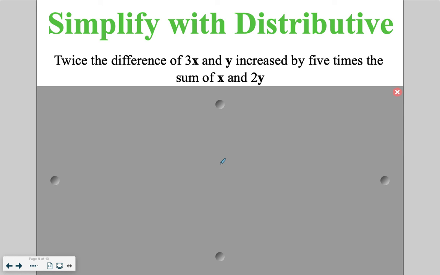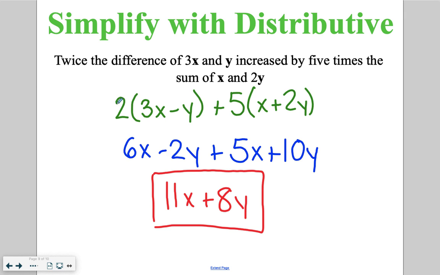Go ahead and try this one on your own. Write it out, distribute, and combine your like terms, and that is your final answer of 11x plus 8y.